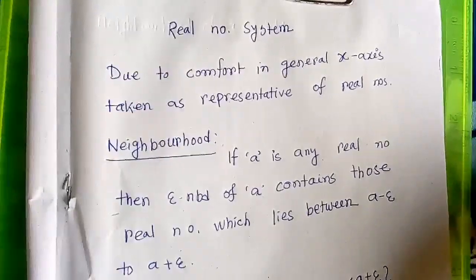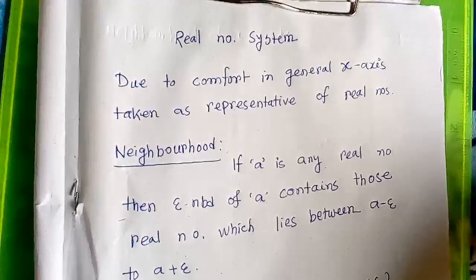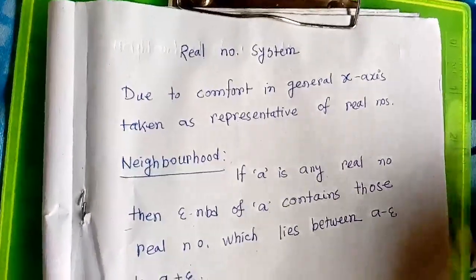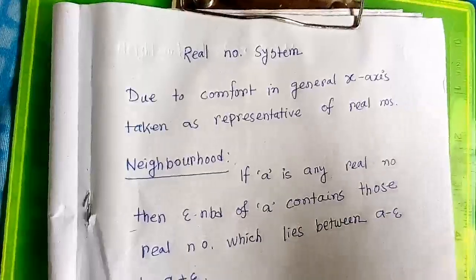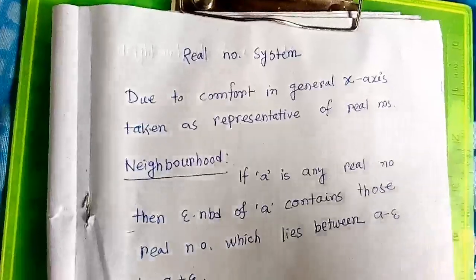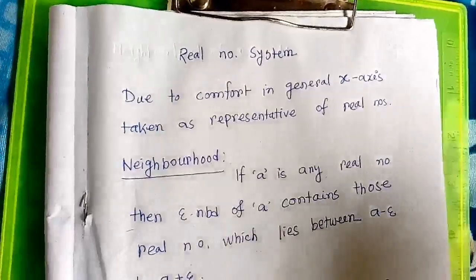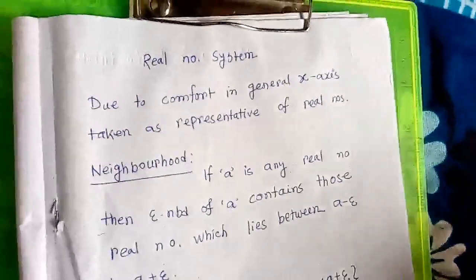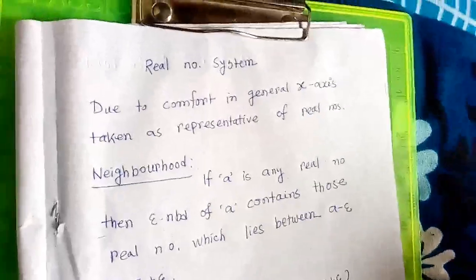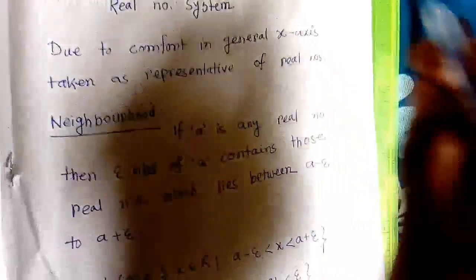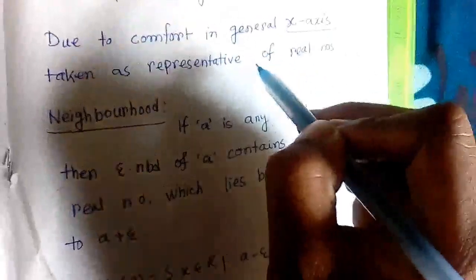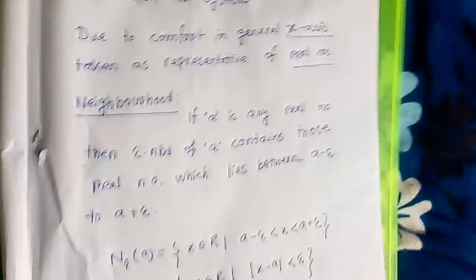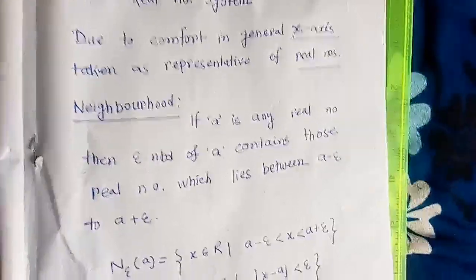Today we will discuss the real number system. We know that there is a one-to-one correspondence between a real number and a point on any straight line. So, for comfort, the x-axis is generally taken as the representative of real numbers. Now, focus on what a neighborhood is.